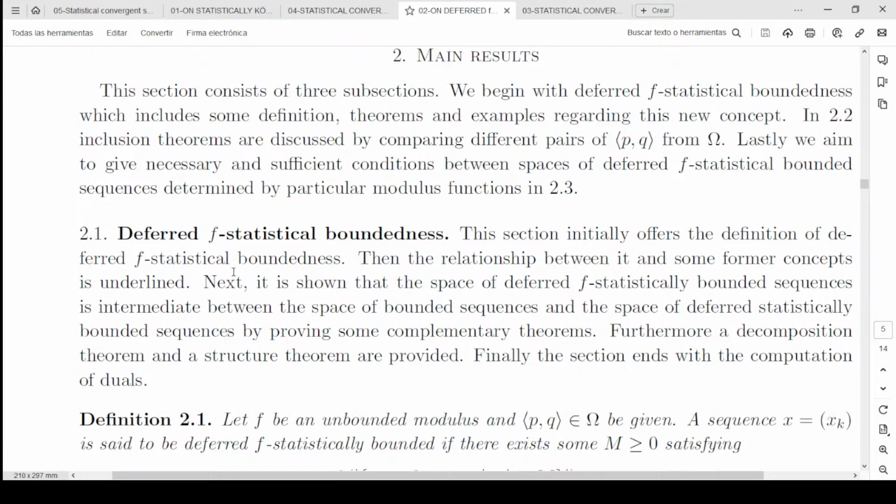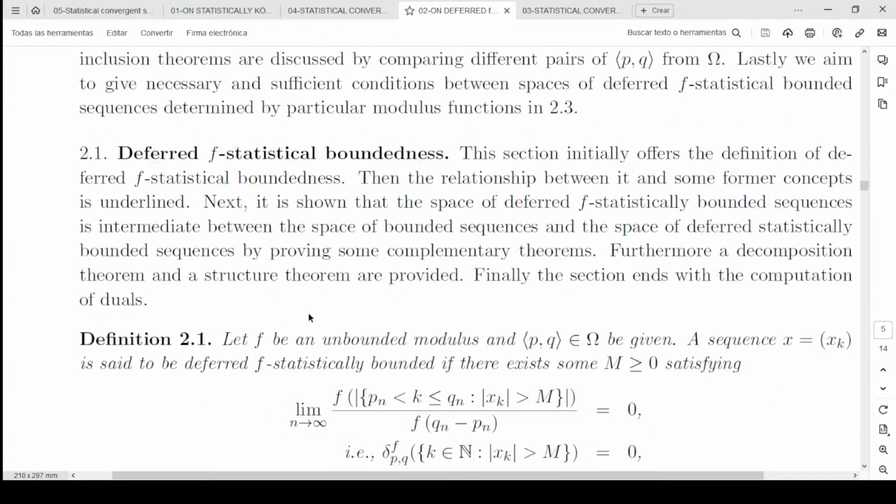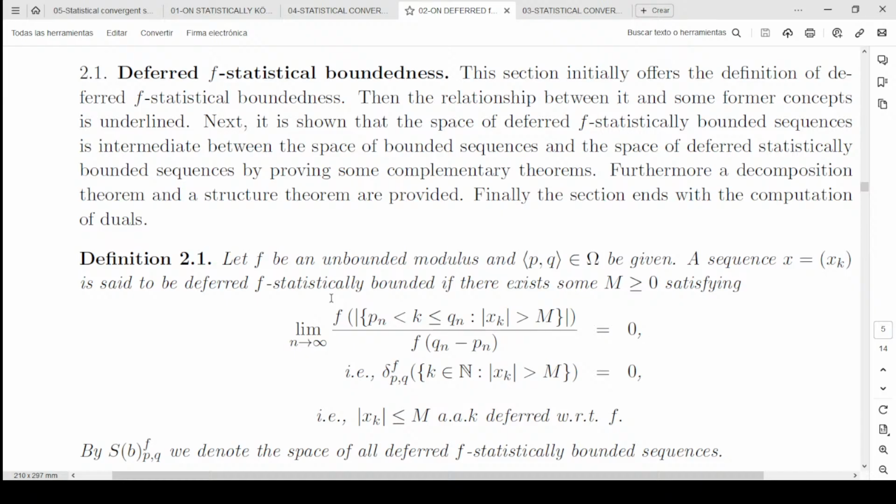And here we give the main definition of the paper. What is a deferred statistically bounded sequence? We say that the sequence X is deferred statistically bounded if there exists some positive number m such that this limit is 0. In other words, this subset has density 0 in this sense.